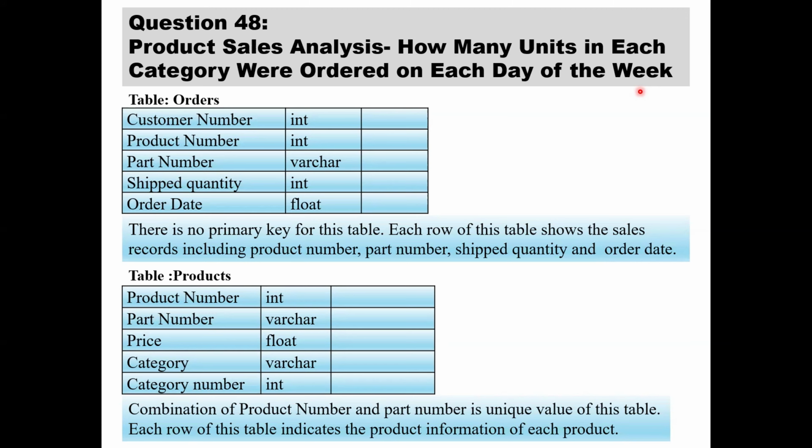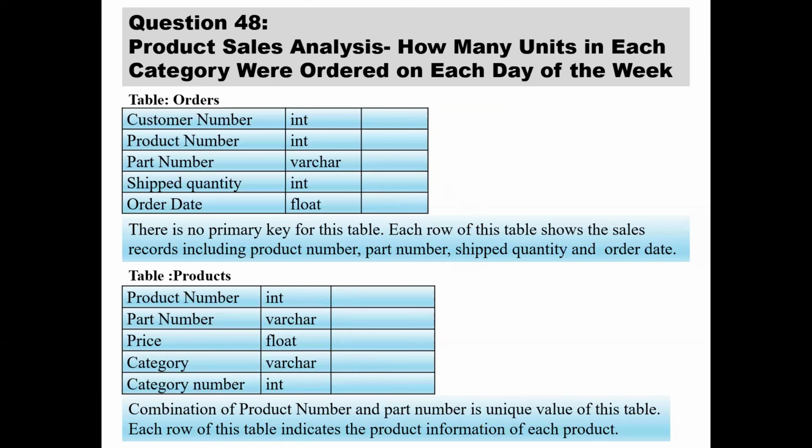Let's start with the problem setup. We're working with two tables, orders and products. The orders table contains information about each order, including product number, part number, order date, and shipped quantity, etc. Each row here represents one sales transaction. The products table contains product details, including product number, part number, category, etc. A unique product is identified by the combination of product number and part number.